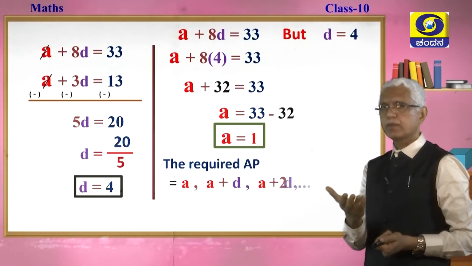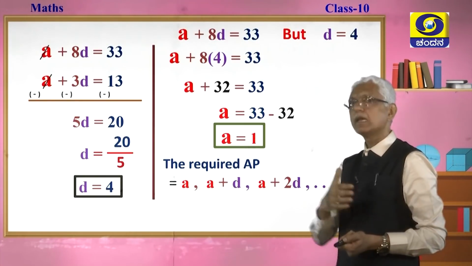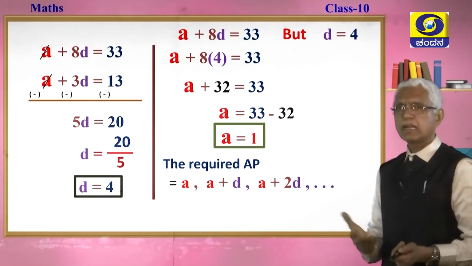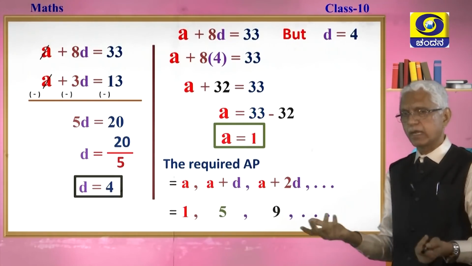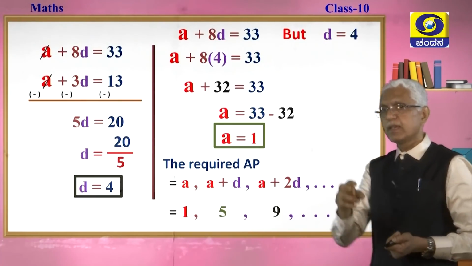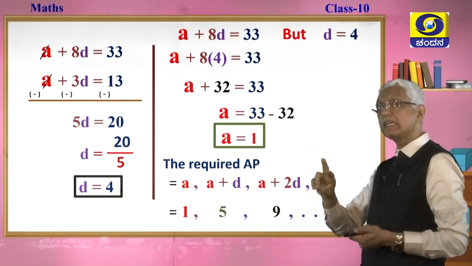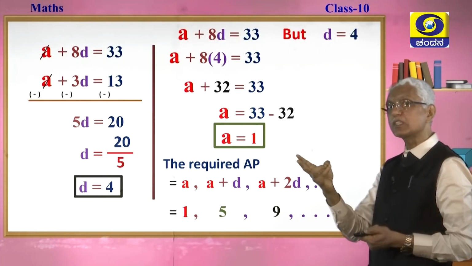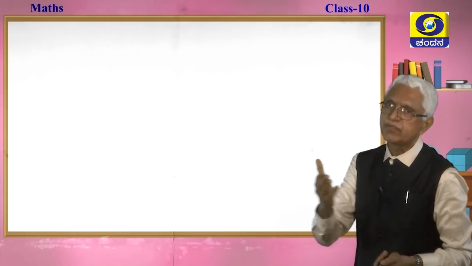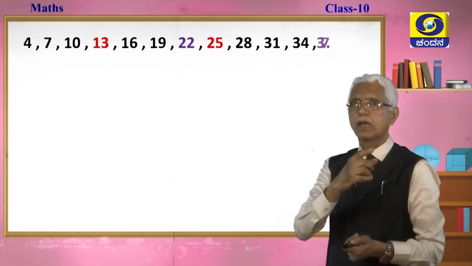1 is the first term. They write the general form A plus D, A plus 2D, A plus 3D and so on. Now, they are going to substitute. A is 1, very good. A is 1, D is 4, 1 plus 4 is 5. A is 1, 2D, D is 4, 2 4s are 8, 1 plus 8 is 9 and you get the required AP 1, 5, 9 etc.